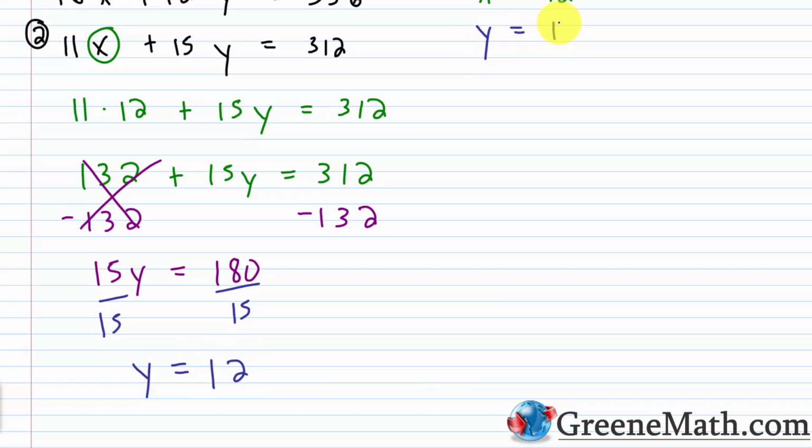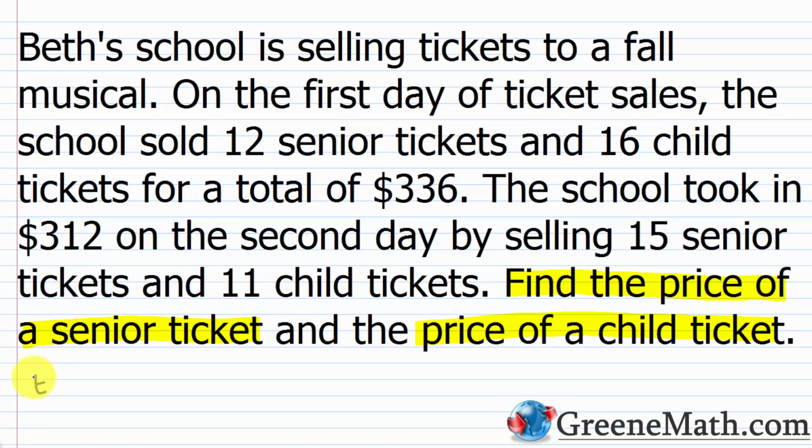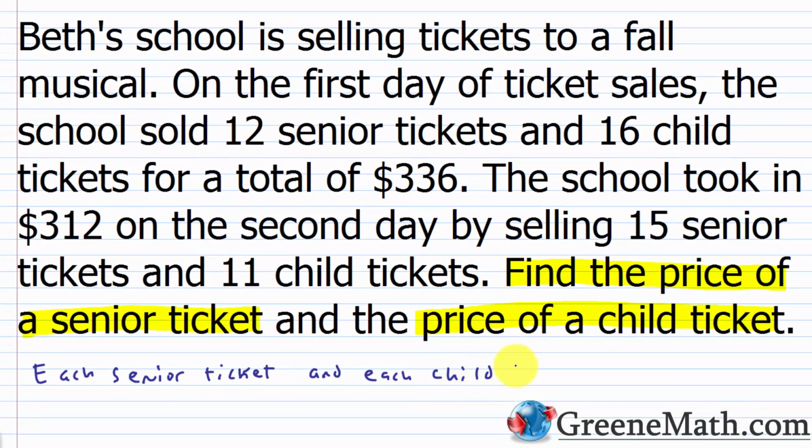They're each 12. So remember, x was the price of each child ticket, and y was the price of each senior ticket. They're each 12, so we can go ahead and answer and say that each senior ticket and each child ticket sold for $12.